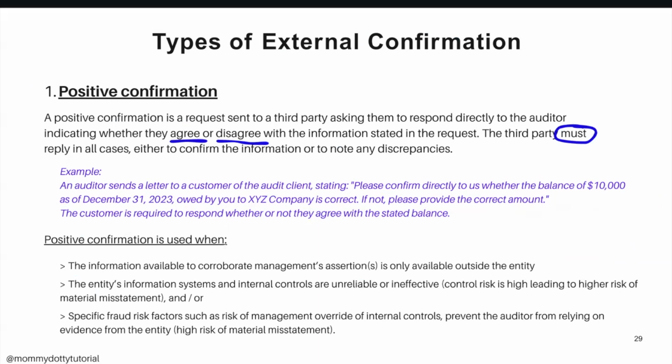Positive confirmation is used when the information available to corroborate management's information is only available outside the entity. The entity's information systems and internal controls are unreliable or ineffective. The control risk is high, leading to higher risk of material misstatement, and or specific fraud risk factors such as risk of management override of internal controls prevent the auditor from relying on evidence from the entity. High risk of material misstatement.